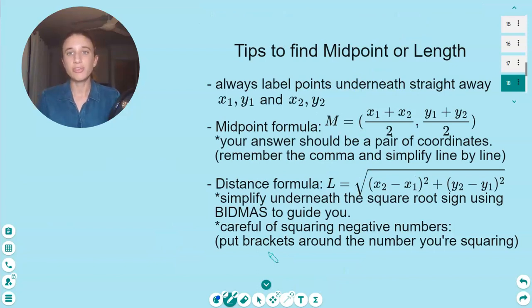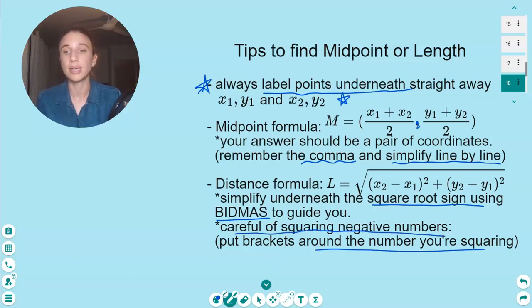Final slide, tips to find the midpoint or length. Always label your points straight away: x1, y1, x2, y2. For your midpoint formula, you want your answer to be a pair of coordinates, so remember that there's a comma here, and simplify line by line. For your distance formula, simplify underneath the square root sign using BIDMAS to guide you. Forget about the square root sign till the very end and be careful of squaring negative numbers. Put brackets around the number you're squaring, because if you do this in your calculator, it's going to give a different answer to this. They are not equal.